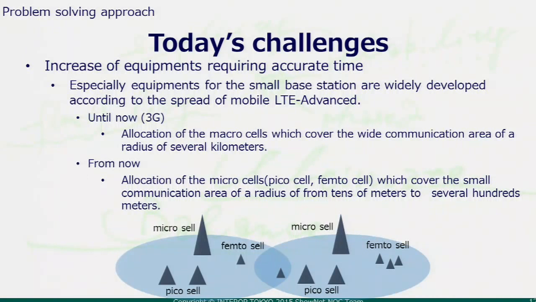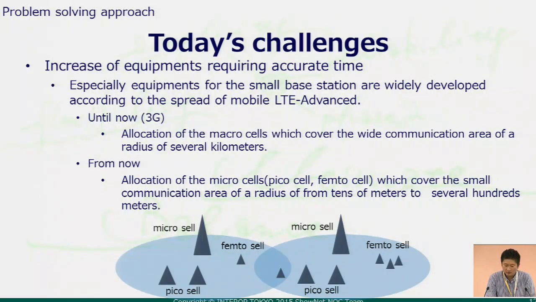Especially, equipment for small base stations is widely developed according to the spread of mobile LTE-Advanced. So far, the allocation has been of the macro cell, which covers a wide communication area with a radius of several kilometers. In the future, there will be allocation of microcells, picocells, and femtocells, which cover a small communication area with a radius from 10 meters to several hundred meters.